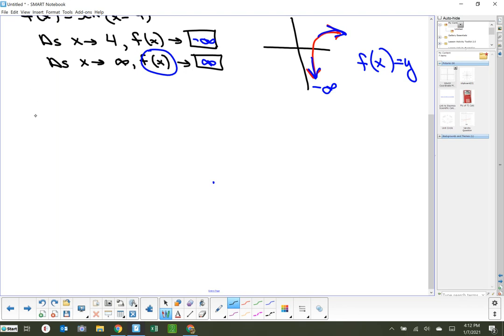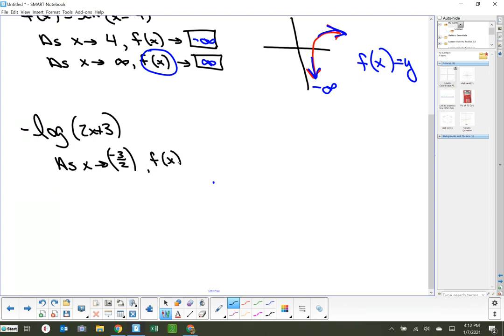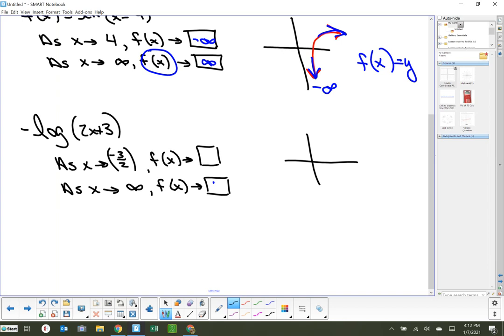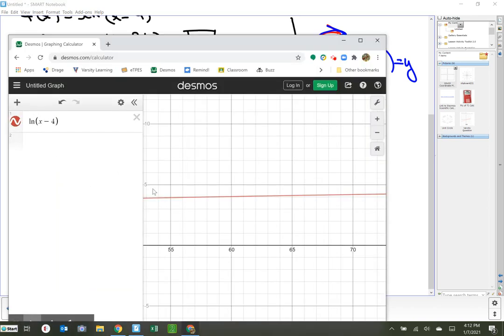So the next one, graph negative log 2x plus 3. And then as x goes towards negative 3 halves, and they had that in parentheses in the textbook, then f of x goes towards a box. And as x goes towards positive infinity, f of x goes towards a box. All right, so we'll make a little graph so we can come back and sketch it. And we're doing negative log of 2x plus 3.